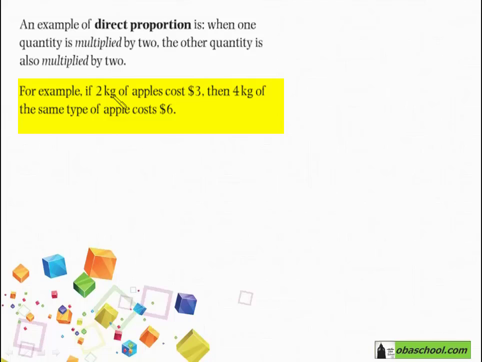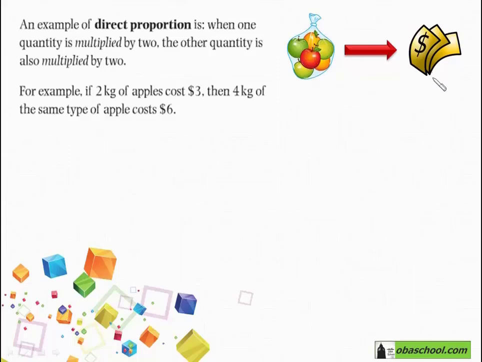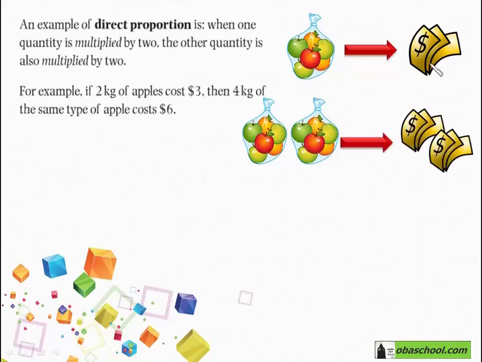For example, if 2 kilograms of apples cost $3, then 4 kilograms of the same type of apple costs $6. Which means that if I have 2 kilograms of apples, their price is $3. Thus, if I increase the quantity by multiplying it by 2, then I will have 4 kilograms of apples. Therefore, the price will increase, and instead of paying $3, I will pay $6.